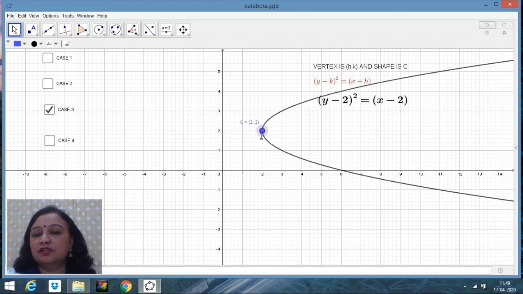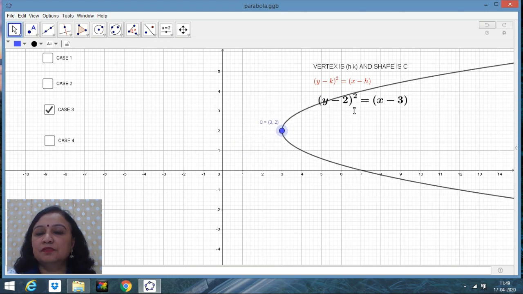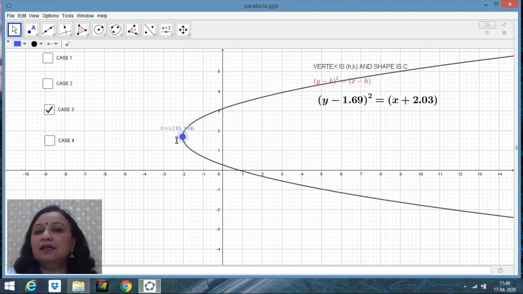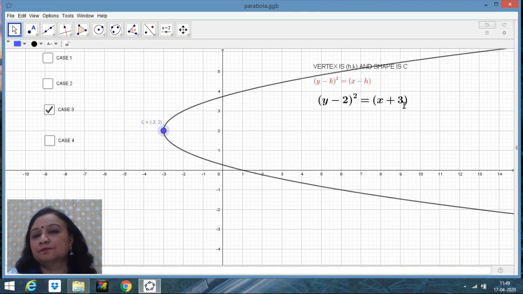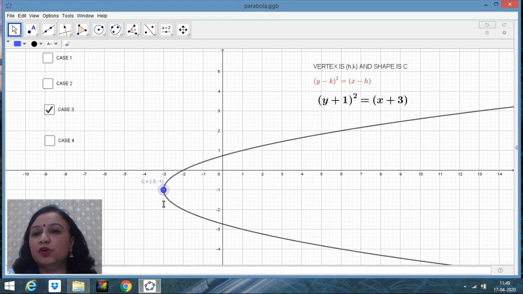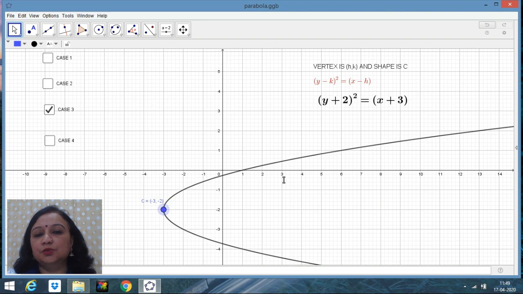You can see this one. If I stop here, you can very easily make out y quadratic, x linear with a positive coefficient, h you can read out 3, k you can read out 2, so 3 comma 2, the turning point, and the shape C. This one, h is -3, k is 2 with x as positive coefficient, therefore the shape is C and the turning point is -3 comma 2. Same way, like this you can cross check.